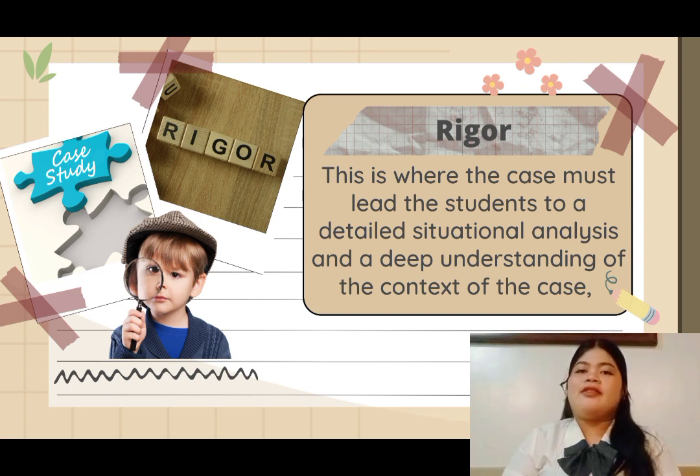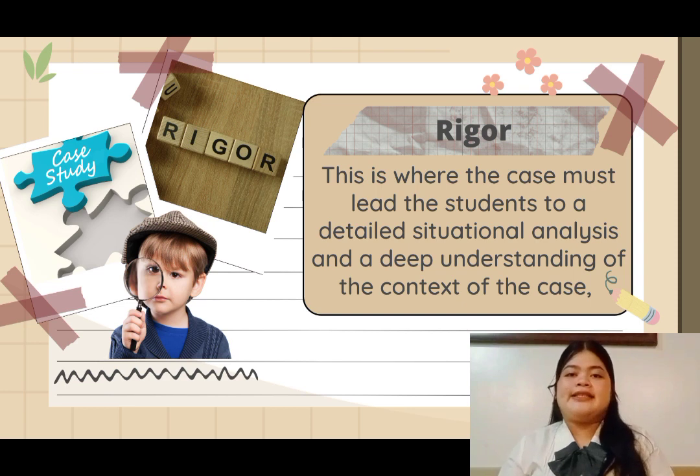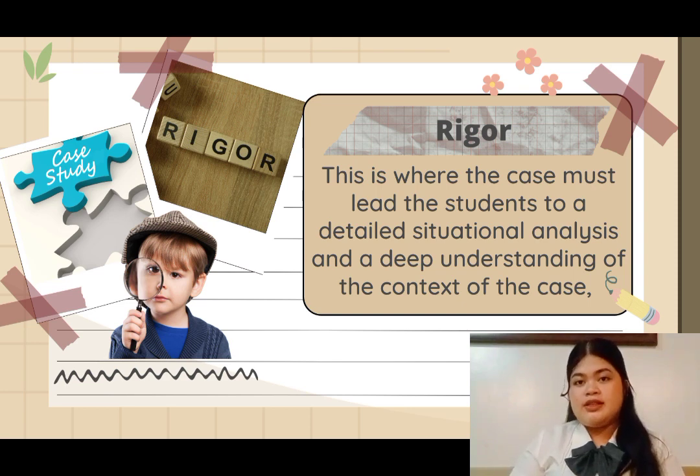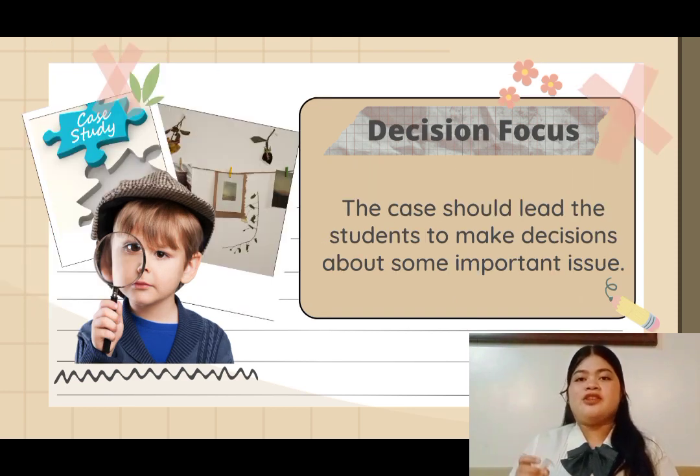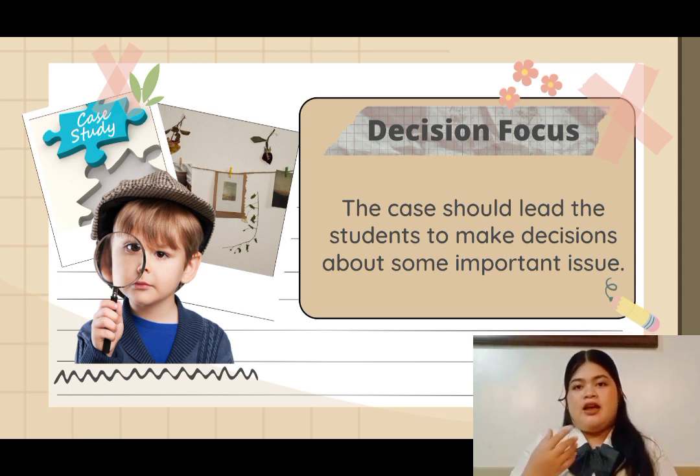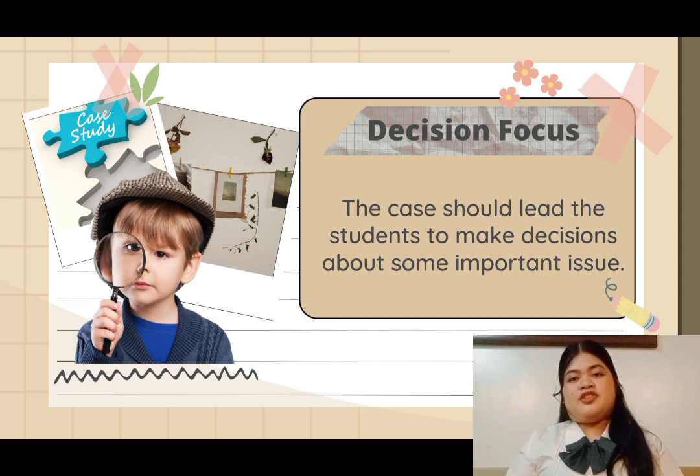The fifth one is the discussion focus, and in this the case should lead the students, first individually and then as a group, to make decisions about some important issues. For example, the think, pair, share, or the think, pair, square, share method. You can use that. Next in row is generality.